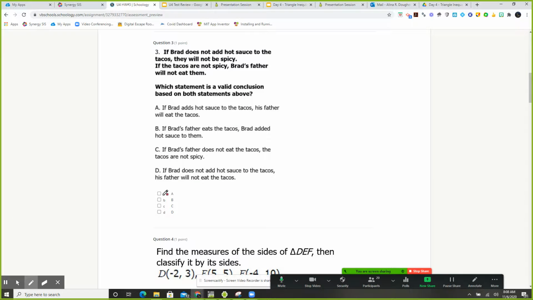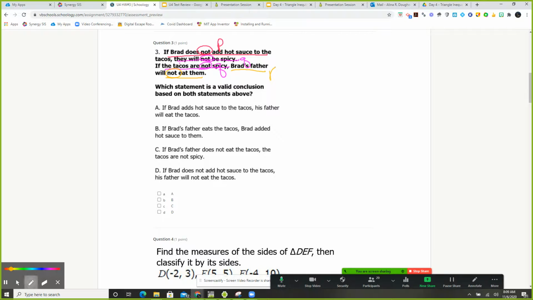Question 3, if Brad does not add hot sauce to tacos, I hate these where they give you a P with a not in it. So that is P. They will not be spicy. So that's Q. The tacos are not spicy. So that's Q again. Brad's father will not eat them. I haven't seen eat them yet, so that must be R. And again, it has a not in it, but it is R. So which statement has a valid conclusion?